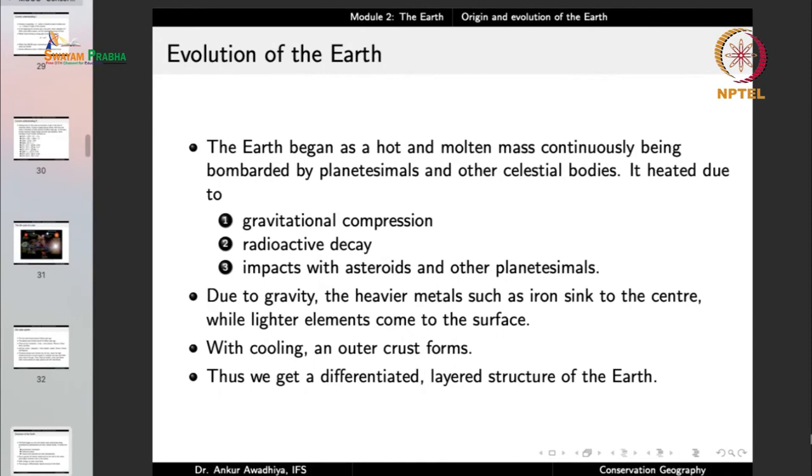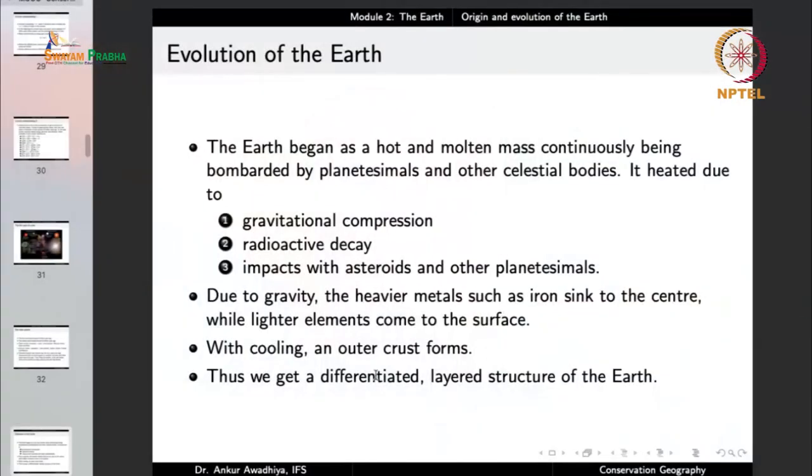The Earth began as a hot and molten mass, continuously being bombarded by planetesimals and other celestial bodies. It got heated because of gravitational compression, radioactive decay, and impacts with asteroids and other planetesimals. So it got heated, and then because of gravity, there was a differentiation of materials. The heavier metals like iron, zinc, or sank towards the center, and the lighter elements came to the surface.